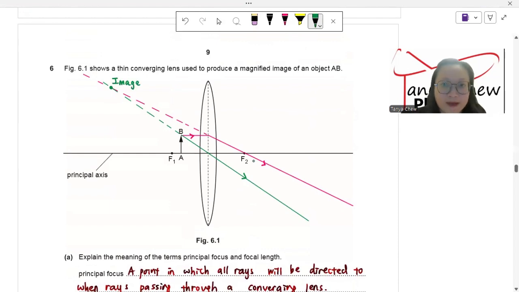So how do I know that the image is magnified? Because when you compare the height of the image, it must be compared starting from the principal axis. This is the height of the object and this is the height of the image. Could you see that the image is clearly taller as compared to the object?